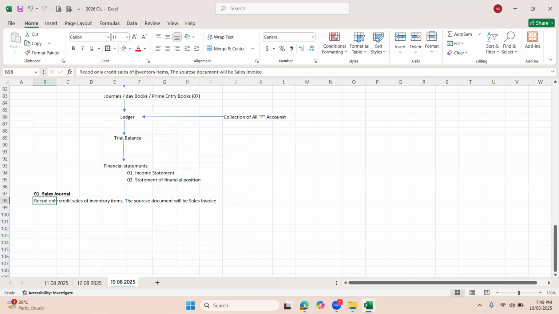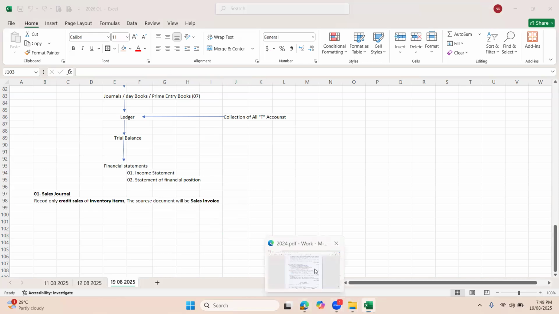So very important, right? Inventory items. And we record what? Credit sales. Are we going to record the cash sales? No, we don't record the cash sales. Here the source document will be what? Sales invoice. These highlighted words are very important.